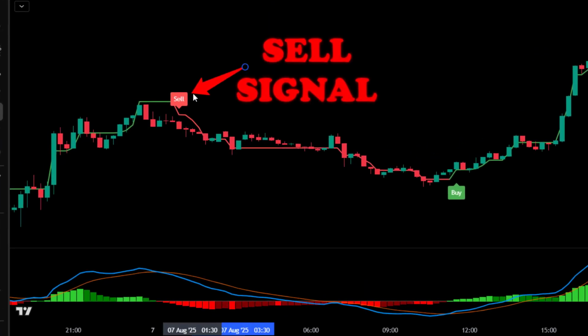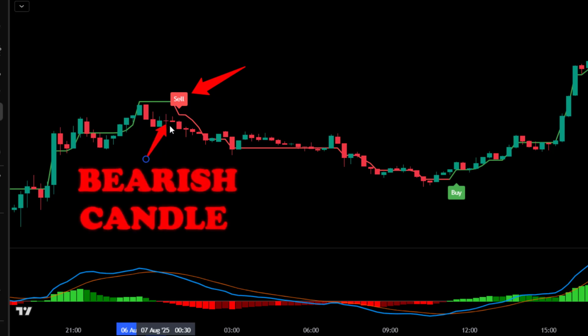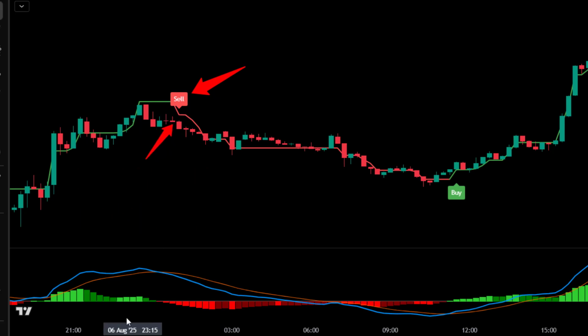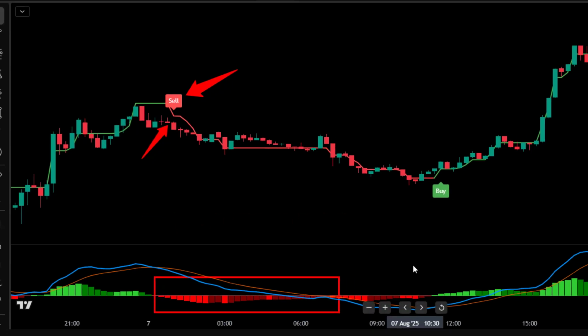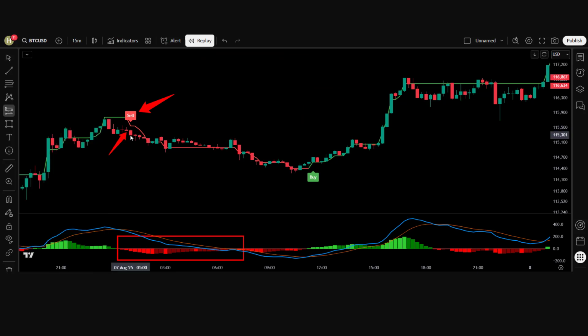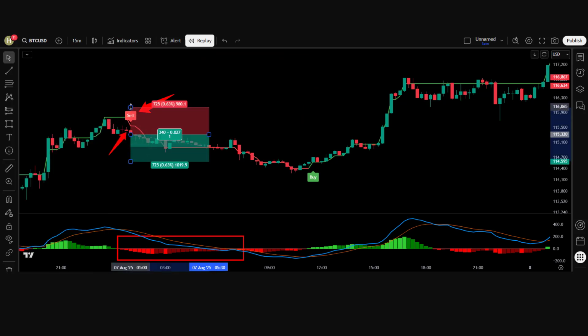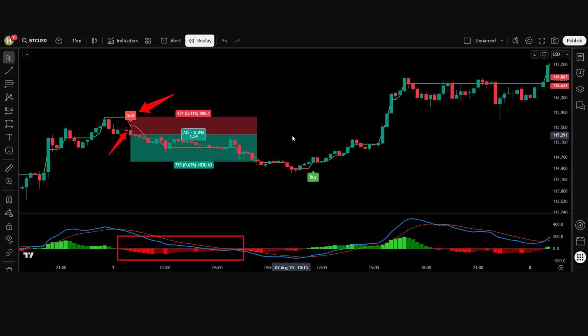When the SuperTrend volatility indicator gives us a sell signal, when the market has created a bearish candle, and when the columns of the MACD divergence indicator are bearish, if these conditions are fulfilled, then we will place a sell order. Our stop loss will be placed at the current market's higher level, and the risk to reward ratio will be 1:1.5. The market has completely hit the target.